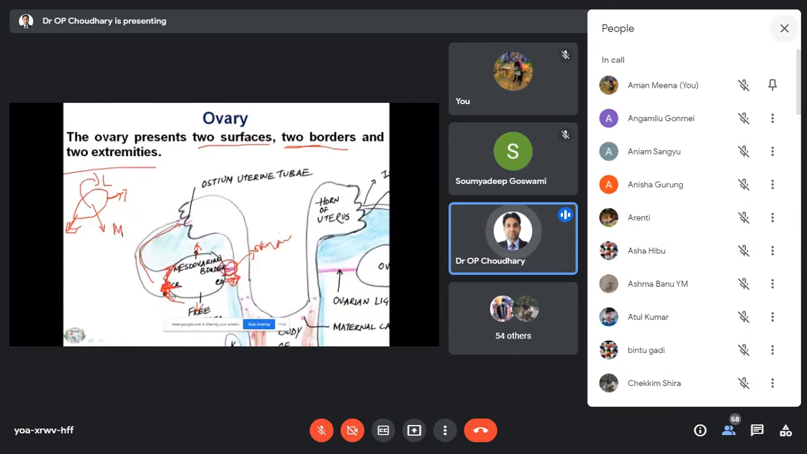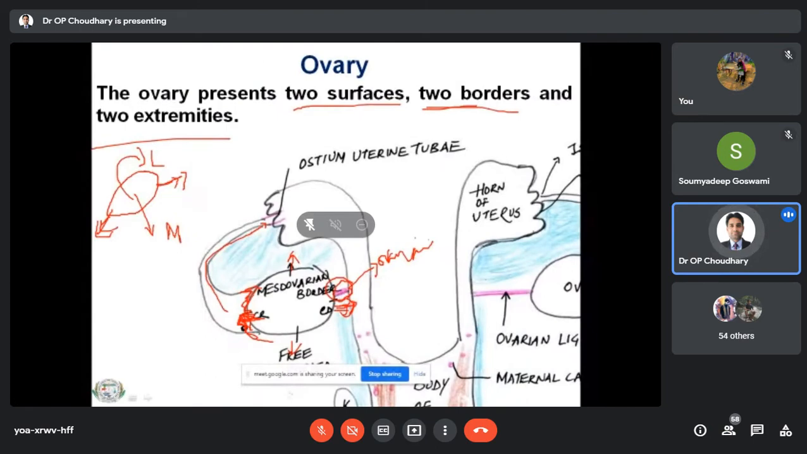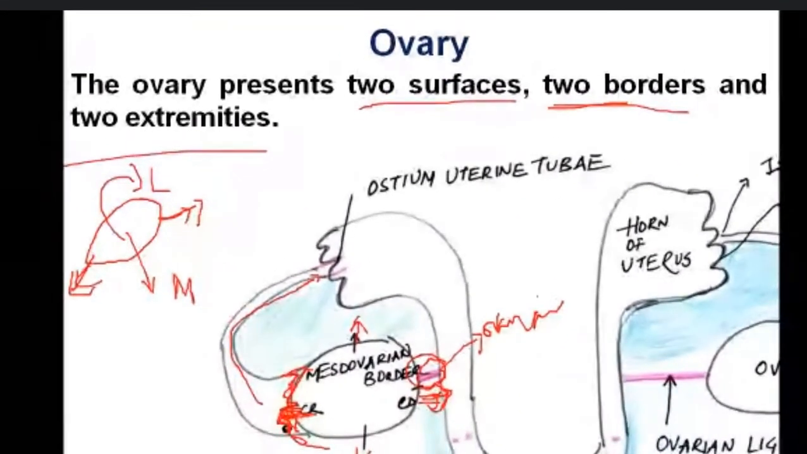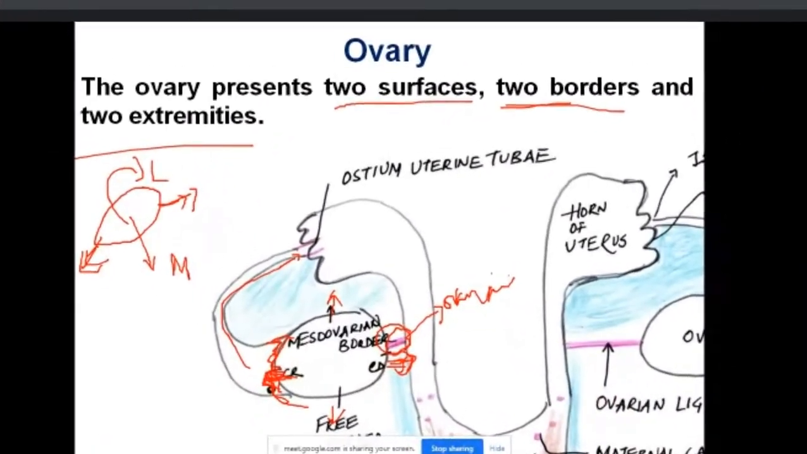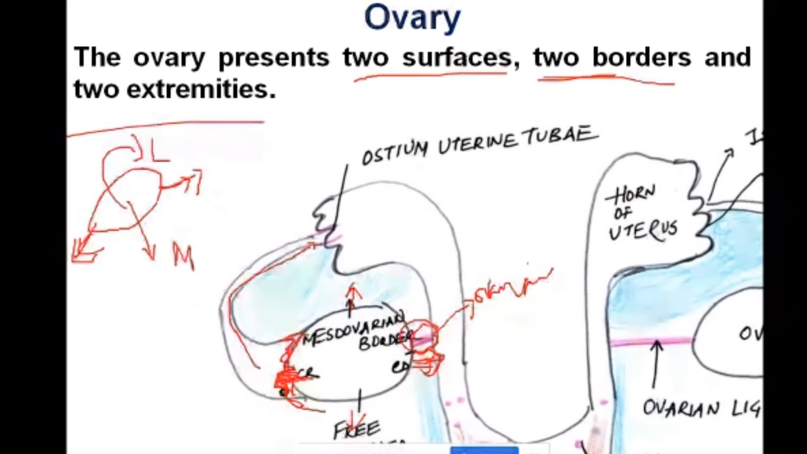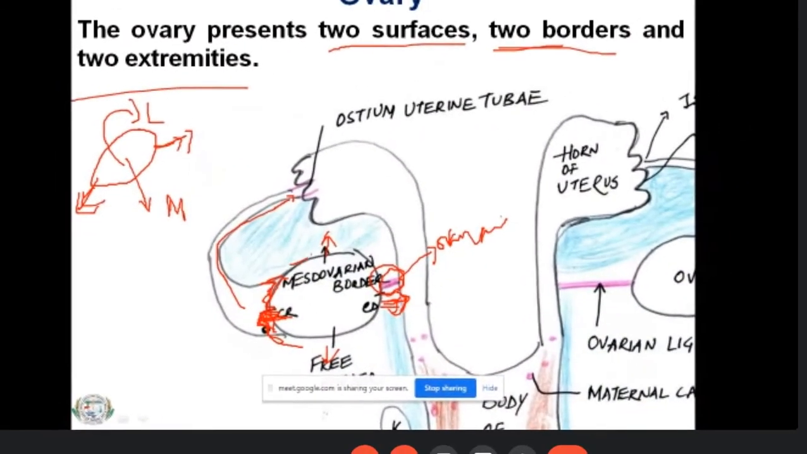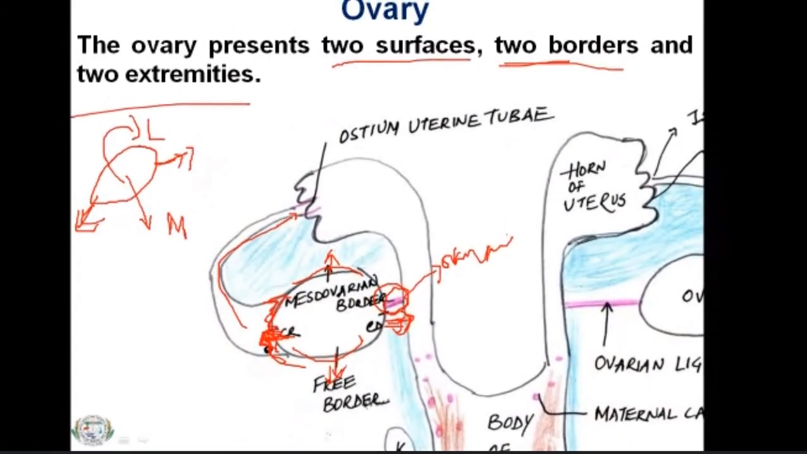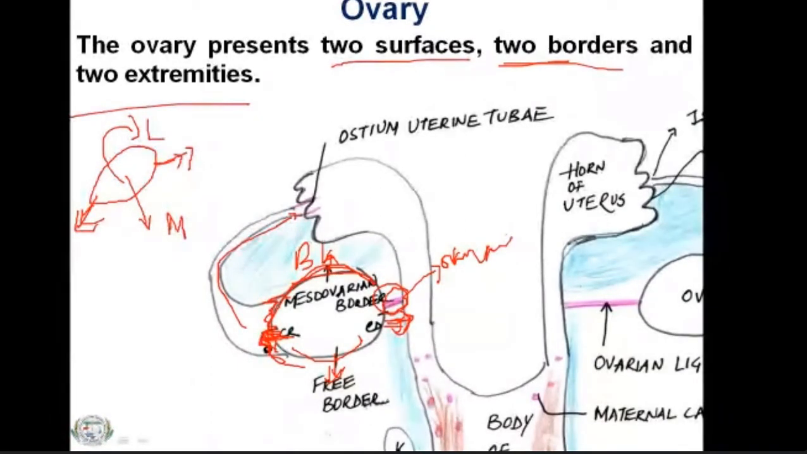So the cranial part of the ovary is attached to the fimbriated part, and the caudal part is usually attached by the ovarian ligament to the uterus. Along with it, there are two borders. You can see here, this is one border and this is the other border. The lower border is called the free border, meaning there is no attachment. This remains free. However, the upper border is attached with the part of the broad ligament that is called the mesoovarium.